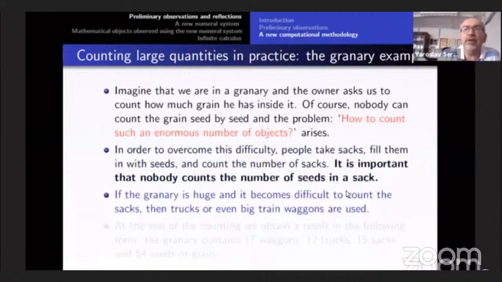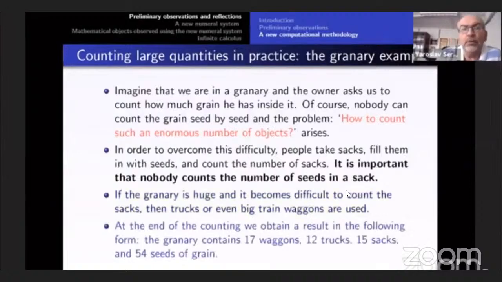If the granary is huge and it becomes difficult to count the sacks, then trucks or even big train wagons are used. So again, we do not know how many sacks there will be in one truck, but we know that each truck contains the same number of sacks. And we do not know how many trucks will be in one train wagon, but we know that each train wagon contains the same number of trucks. So at the end of counting, we obtain a result in the following form. The granary contains 17 train wagons, 12 trucks, 15 sacks, and 54 seeds of grain.